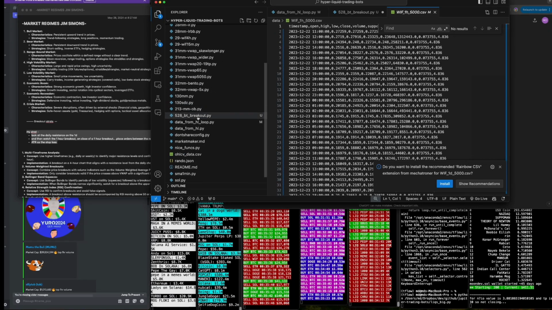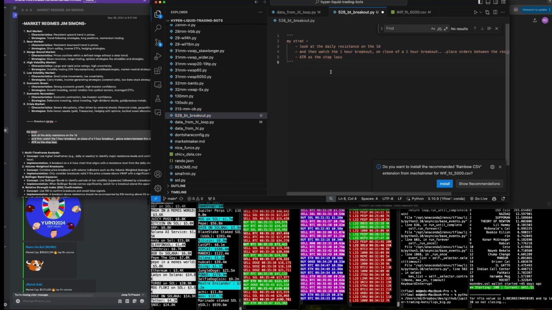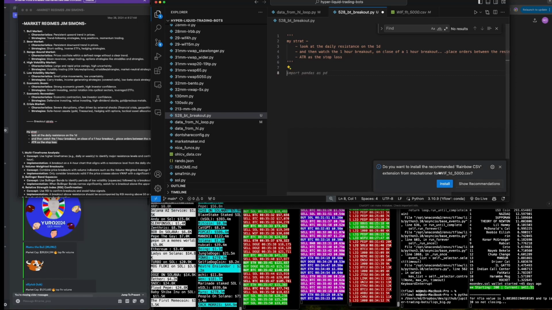What did we put this class? We put it at 528 backtest breakout. Okay. Just want to do the simple breakout strategy.